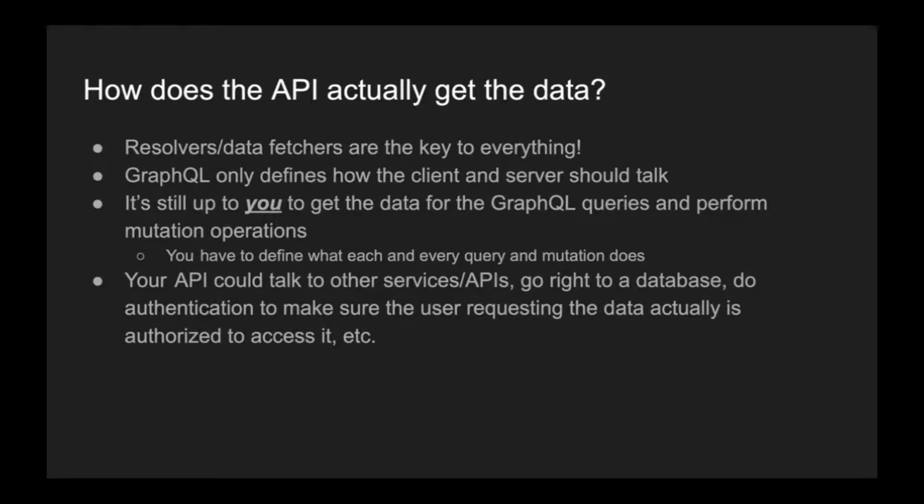There are many different ways that APIs can actually get the data, but in the context of GraphQL, resolvers and data fetchers are basically what will hold the business logic and what will be concerned with actually getting data, say, from the database or from other services. GraphQL really only defines how the client and server should talk. So ultimately, it's up to you to define how these GraphQL queries and mutations actually perform and get the data, or for example, create the user.